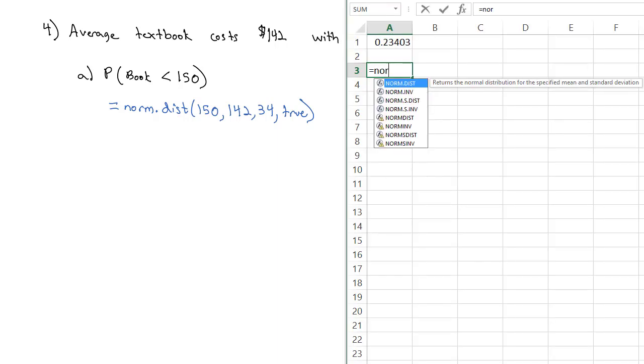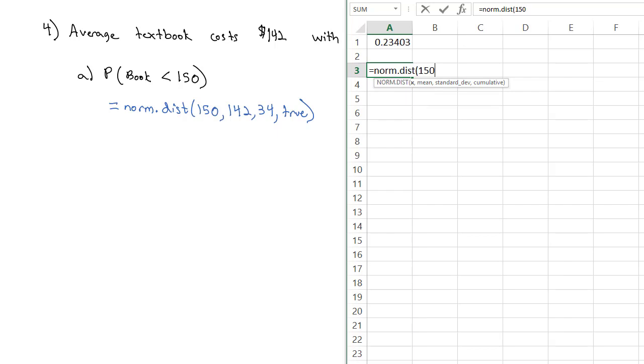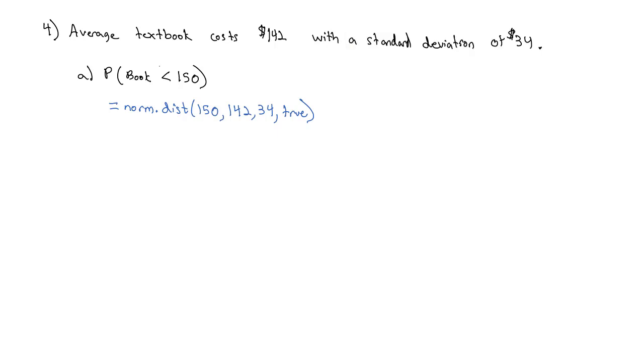So we can say equals norm.dist 150, 142, 34, and then we always end with true on the normal distribution. And when we do, we get a probability of 0.59301.